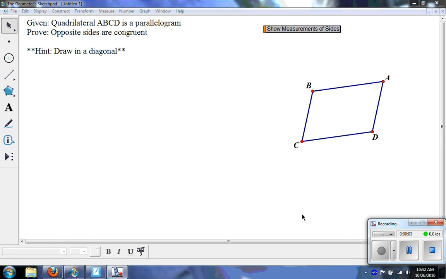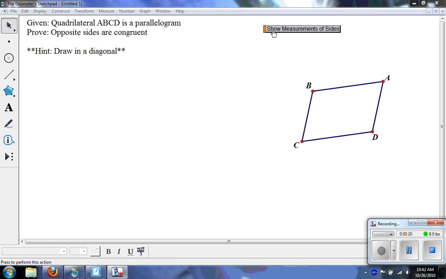Constructing proofs can be a difficult task for students. However, Geometer Sketchpad can help make this task a little bit easier, as well as help make each of the different statements more relevant to the students. For instance, in this proof, we're trying to show that opposite sides are congruent in parallelograms.